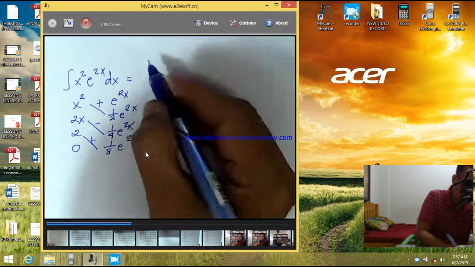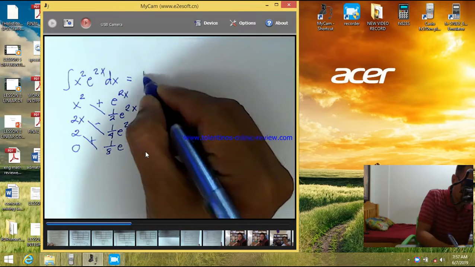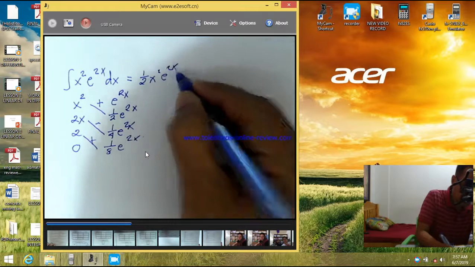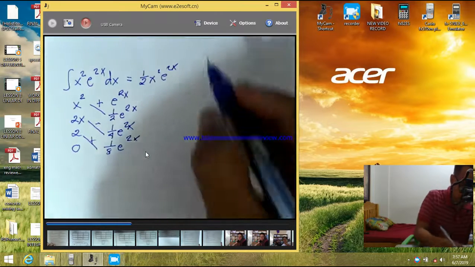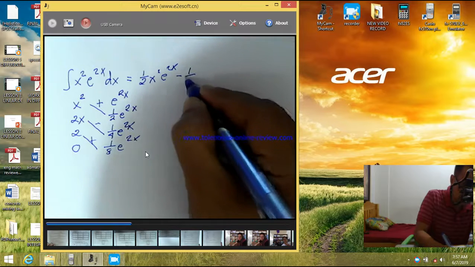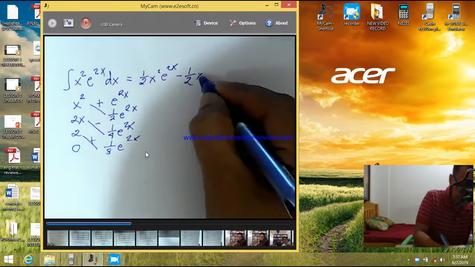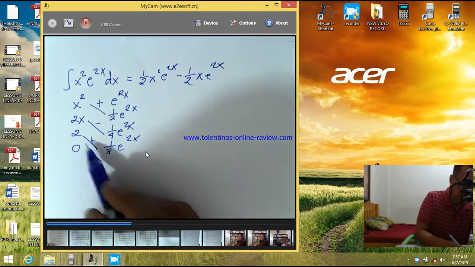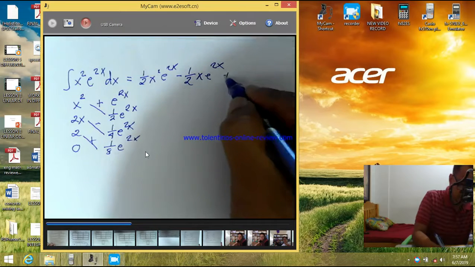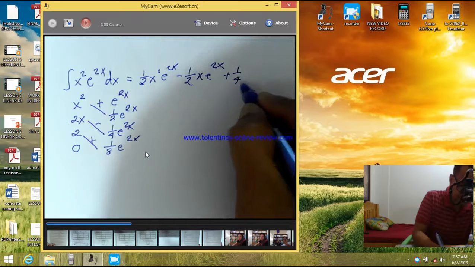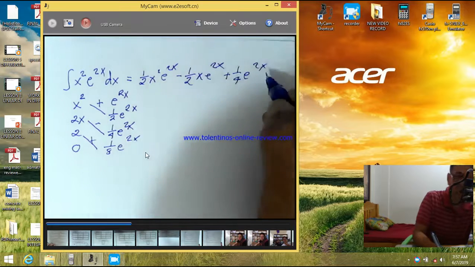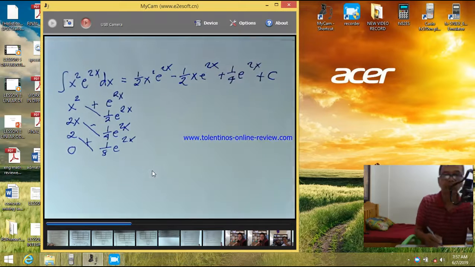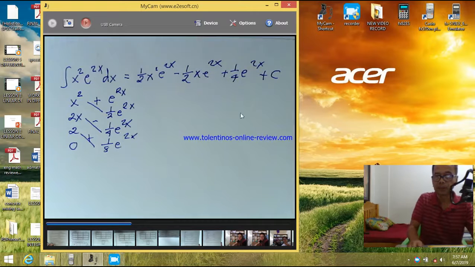Multiply x squared times 1/2 e to the 2x, that is 1/2 x squared e to the 2x. Multiply 2x and negative 1/4, that is negative 1/2 x e to the 2x, and 2 times 1/8 is plus 1/4 e to the 2x, and then plus c. Alright, that is the integral.